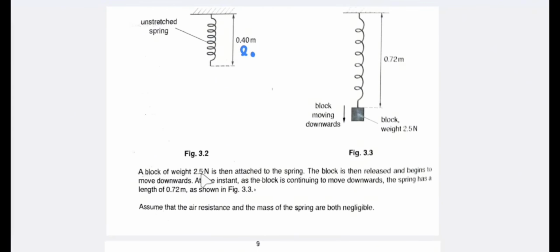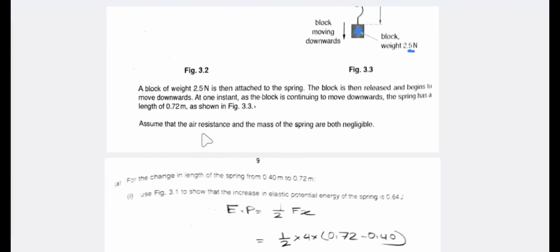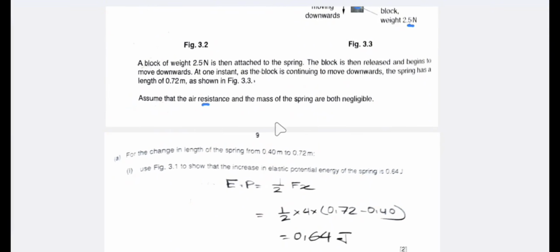Then a block of weight 2.5 Newton is attached to the spring. The block is then released and begins to move downwards. So now the block of weight 2.5 Newton is attached to the spring, and the spring moves downward, or extends, and this is the final length. At one instant, as the block is continuing to move downwards, the spring has a length of 0.72 meter as shown in figure 3.3. So 0.72 meter is the final length. Assume that the air resistance and the mass of the spring are both negligible. So air resistance and the mass of the spring are negligible.